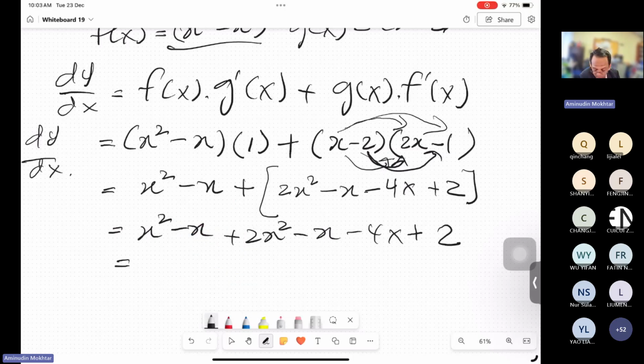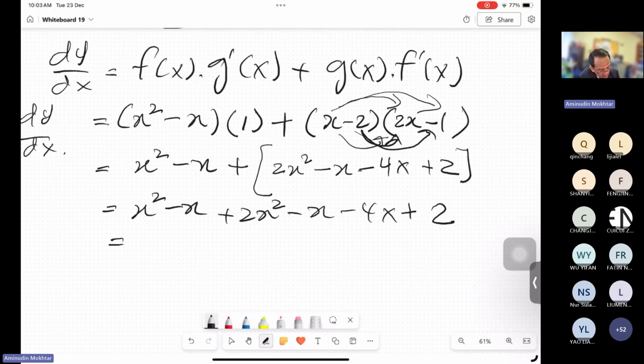Okay, so the answer is, we can simplify this equation. This is 3x squared minus x minus 4x minus 6x plus 2. Okay, that is the answer.